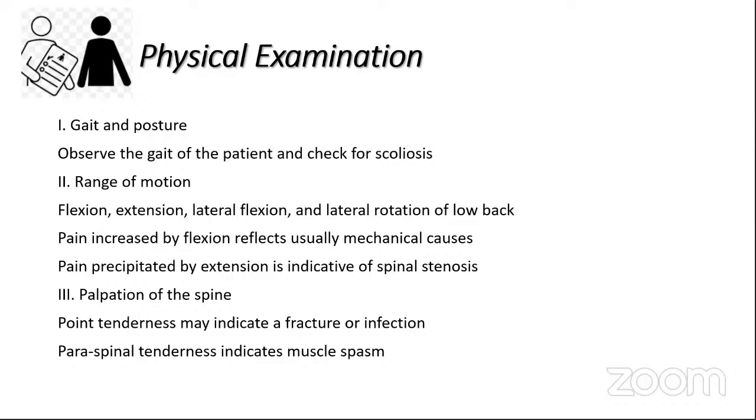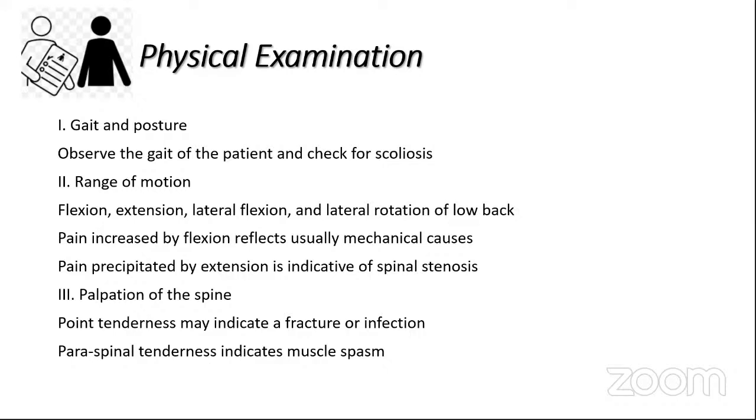If the pain increases by flexion, it will usually reflect a mechanical cause. Okay, which means that he's doing repetitive movement several times, like repetitive forward bending, due to which he's feeling pain. That is called mechanical cause. Okay, and if he's doing extension and still pain persists, then it will indicate spinal stenosis. And after doing the range of motion examination, you will palpate the spine.